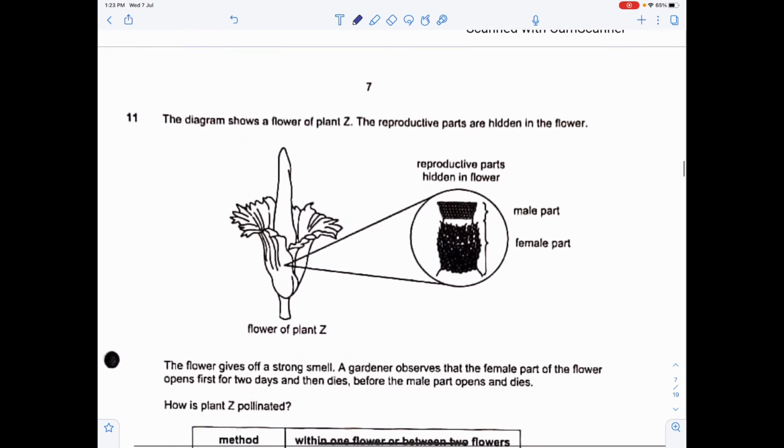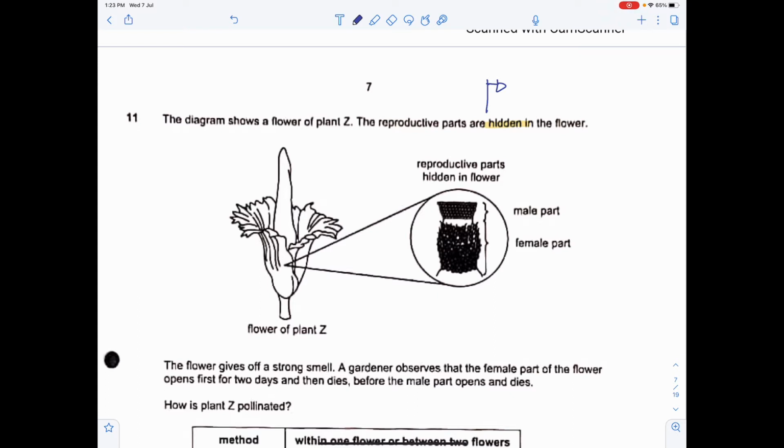Okay, question 11. This is a question on reproduction of flowers or plants. Now the diagram shows a flower or plant Z. The reproductive parts are hidden in the flower. So whenever you look at questions, you have to highlight keywords like this. The fact that it's hidden in the flower already hints to me that this is not a wind pollinated flower. Because for wind pollinated flowers, you want the anthers and stigma to be hanging out and exposed to the environment so that the wind can capture it easily.